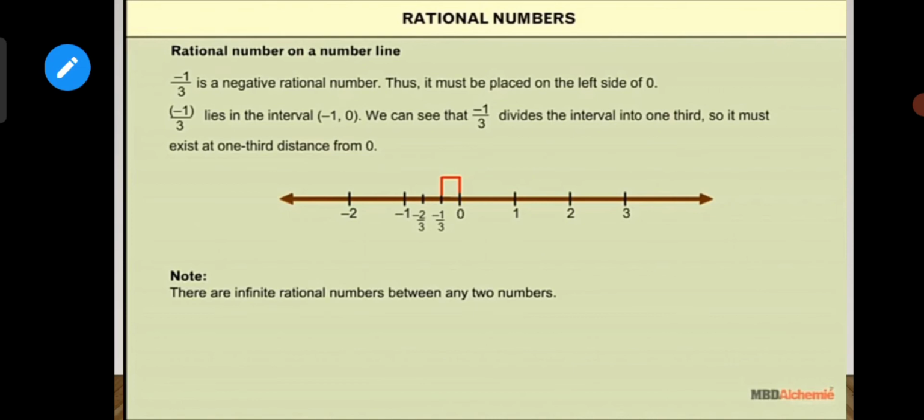If it is negative, and if it is positive, then it will lie between 0 and 1. So here minus 1 by 3 will lie in the interval of minus 1 and 0. After this we will see what is the denominator of the given rational number. The denominator is 3, which means the working area between 0 and minus 1 has to be divided in 3 parts.